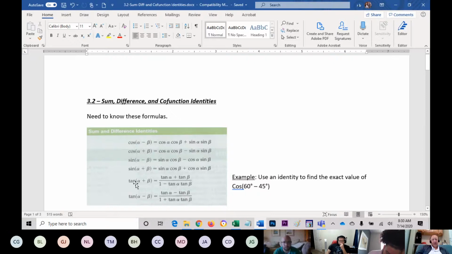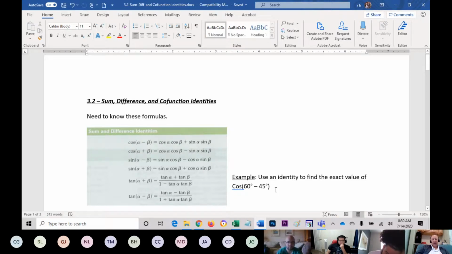The tangent of alpha plus beta is the tangent of alpha plus tangent of beta all over 1 minus tangent alpha tangent beta. So once again, we've got the plus on the top and then a minus on the bottom. Okay. With this one, tangent of alpha minus beta, we'll keep the minus in the numerator and then we switch to a plus in the bottom. So tangent alpha minus beta equals tangent alpha minus tangent beta all over 1 plus tangent alpha tangent beta. Okay.